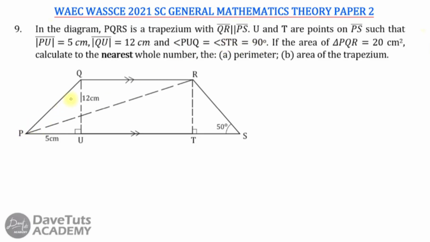So PUQ and then STR, you can see both of them are 90 degrees. Now, if the area of triangle PQR, this triangle here, is given as 20 centimeters squared, we are to find, correct to the nearest whole number, the perimeter and the area of the trapezium.